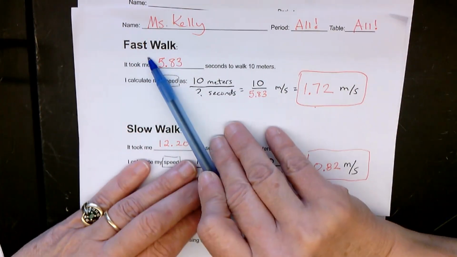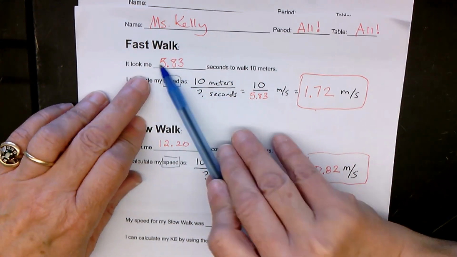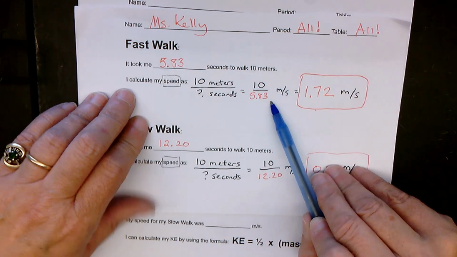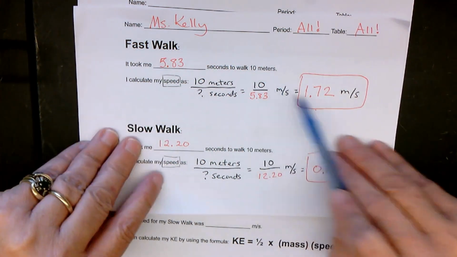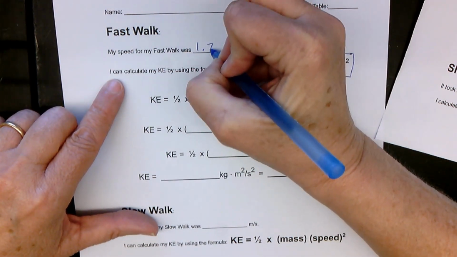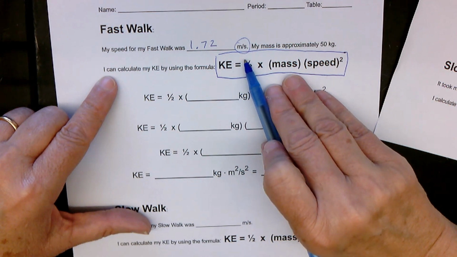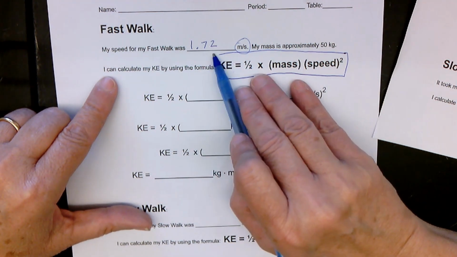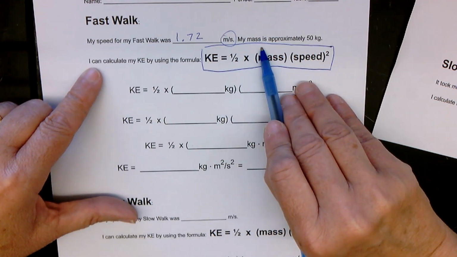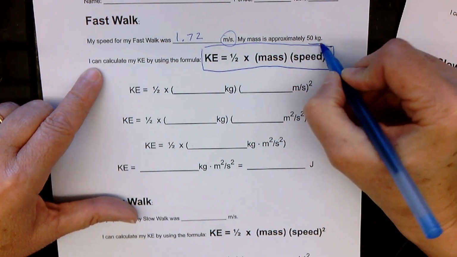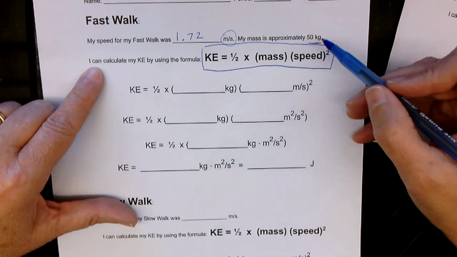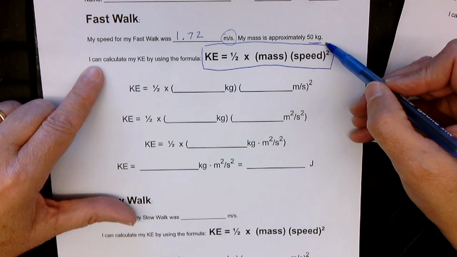So when I calculated my fast walk, I knew that it took me 5.83 seconds to walk 10 meters. 10 divided by 5.83, stick it in the calculator, that's 1.72. So my speed for my fast walk was 1.72 meters per second. That means I could walk about 1.72 meters every second when I was going fast. And then it says my mass is approximately 50 kilograms. Well, this is your average middle schooler, not me. I'm a little heavier, but I'm going to use this number so that it makes sense to you.